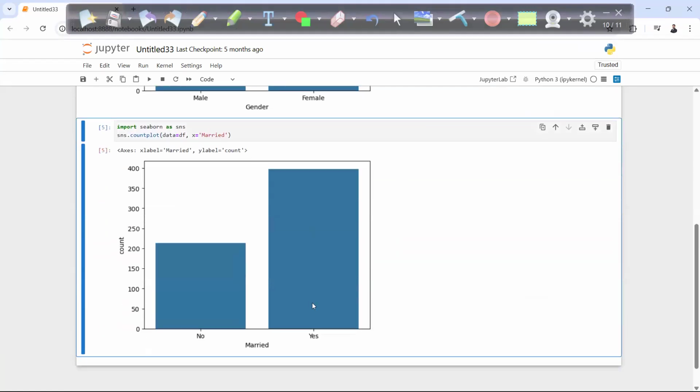Now when I see this plot, I can clearly see that there are more married customers as compared to unmarried customers. Here you can see that yes is a bigger bar, no is a smaller bar, right? So from this analysis, we found out males are more than females and marrieds are more than unmarrieds. So that is the information we got till now. And here we are analyzing only one variable at a time, so we are actually doing univariate analysis.